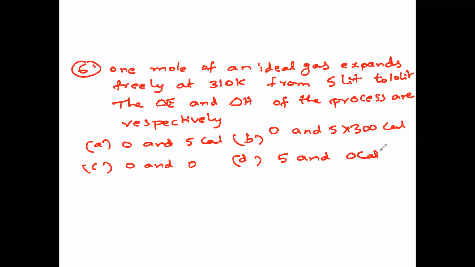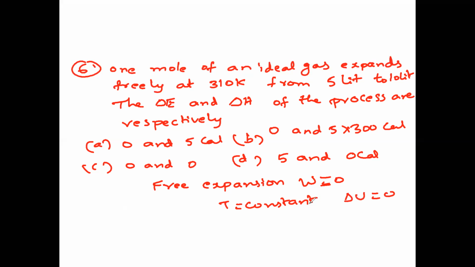Now, let us see the solution. I'll do it on the board. Please note it down. So for free expansion, since it is given that it expands freely, work done is always 0 because already we know in free expansion work done is equal to 0. Since work done is equal to 0, temperature is constant, because they are given only at 310 kelvins. So delta U also becomes 0 because it's an isothermal process. Since delta U is equal to 0, delta H is also equal to 0.